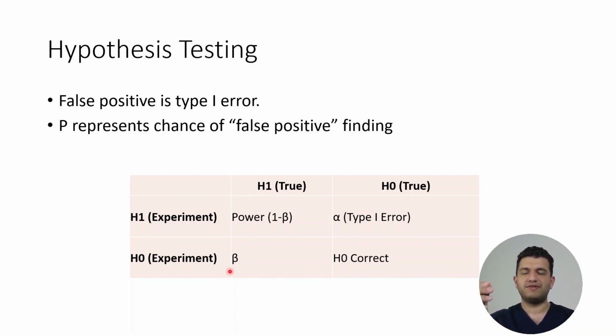So I want you to remember this because it will solve you some questions. Type 1 error, false positive, alpha. Type 2 error, false negative, beta. Why false negative? I said it's negative, there is no association. However, it's false. There is an association, all right? So that's the explanation of this table.